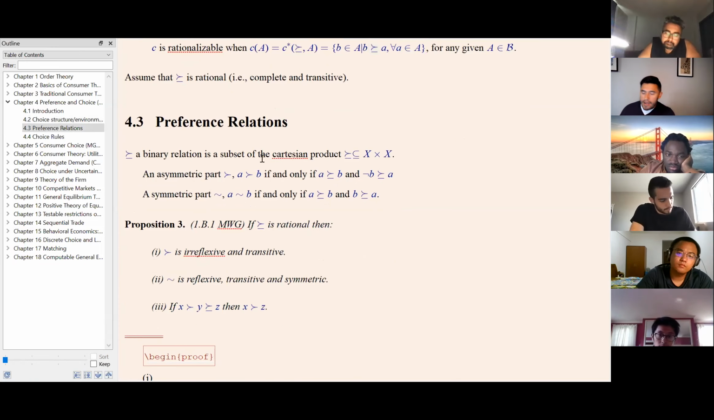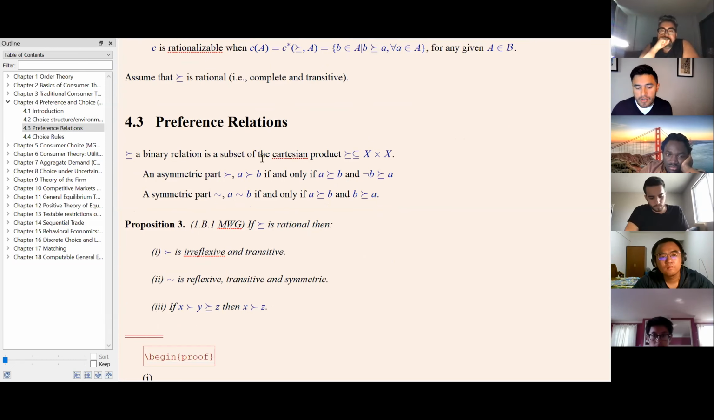Now, again, we learned this in the summer, but we're going to refresh it. A binary relation is a subset of the Cartesian product, right? So a binary relation is this collection of ordered pairs. For the asymmetric part, we say we prefer A to B if A is in relation with B, but B is not in relation with A. And we're in the equivalence or indifference relation if A is in relation with B and also B is in relation with A, okay?